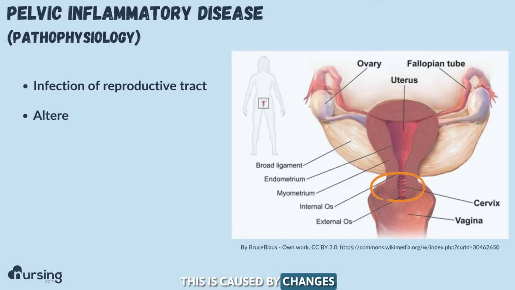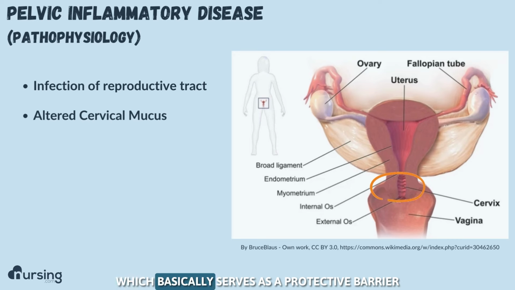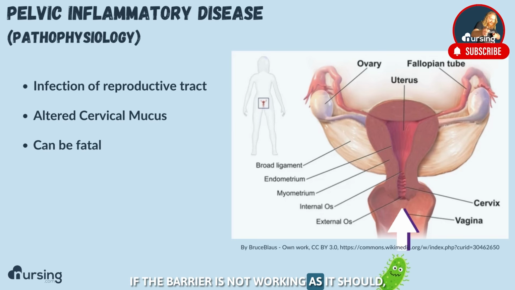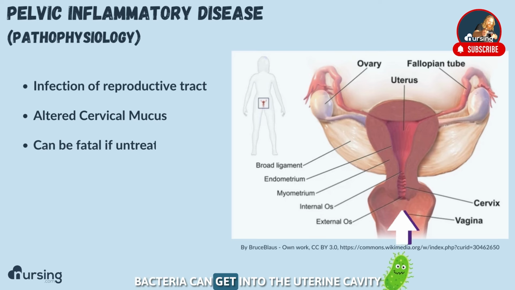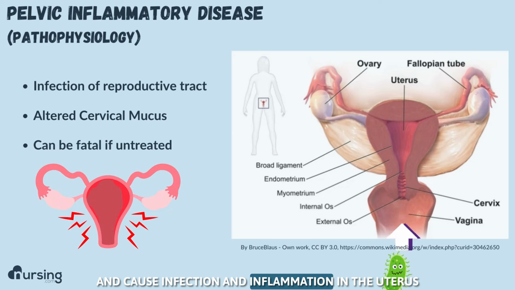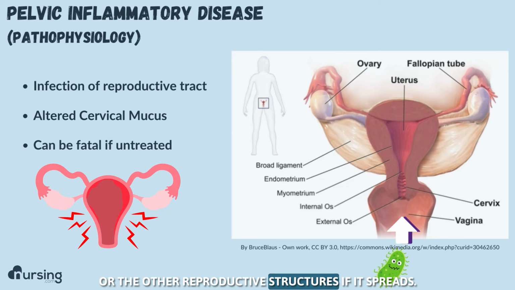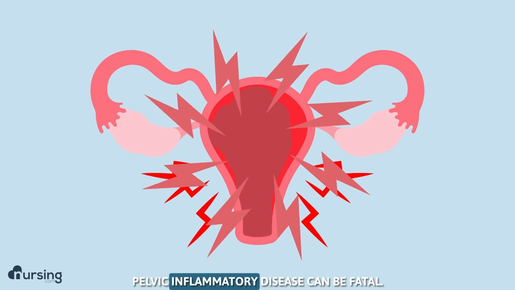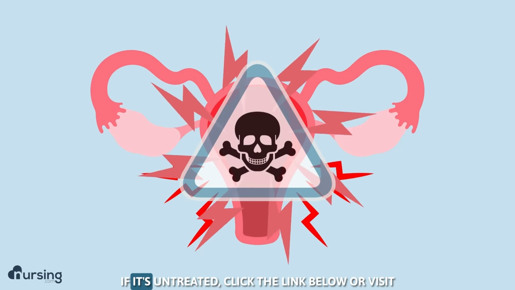This is caused by changes in the mucus in the cervix, which basically serves as a protective barrier and keeps the bacteria out. If the barrier is not working as it should, bacteria can get into the uterine cavity and cause infection and inflammation in the uterus or the other reproductive structures if it spreads. So like most infections, pelvic inflammatory disease can be fatal if it's untreated.